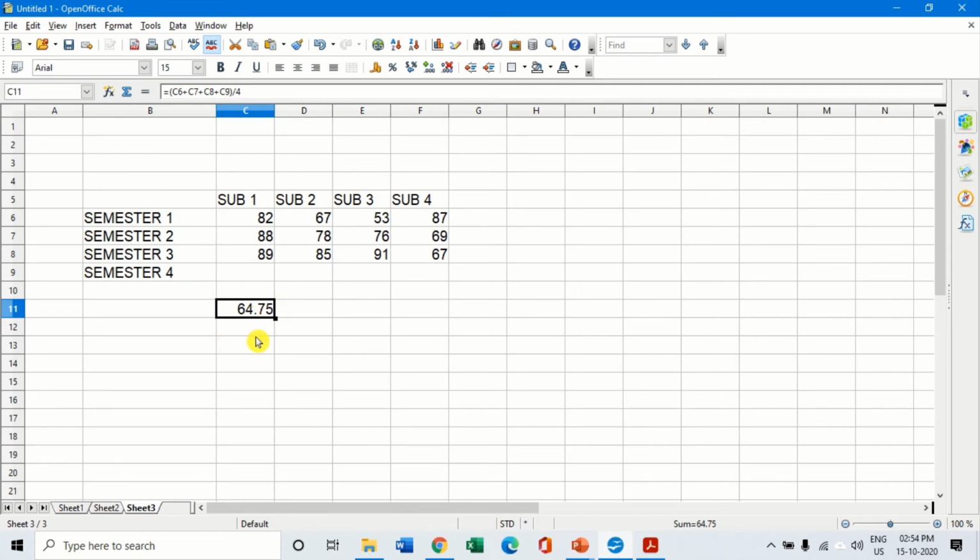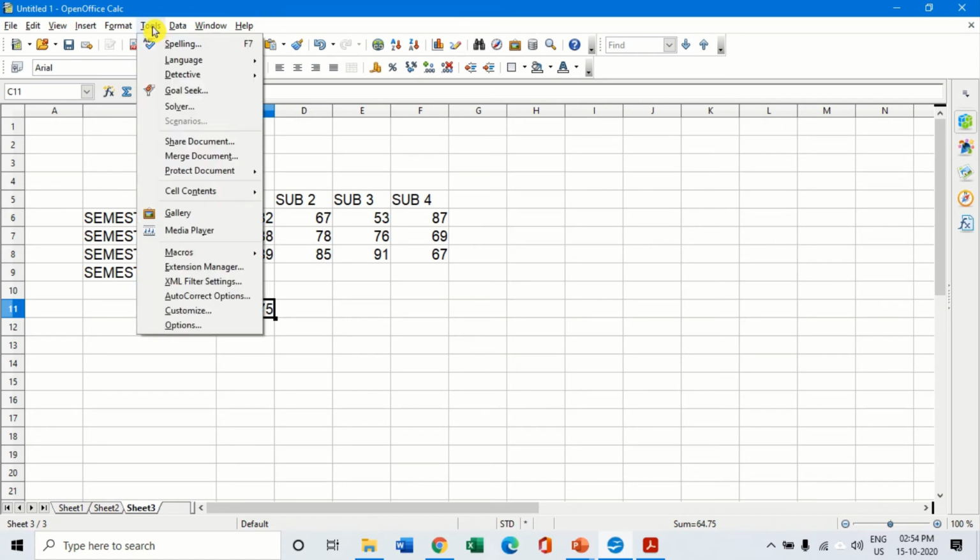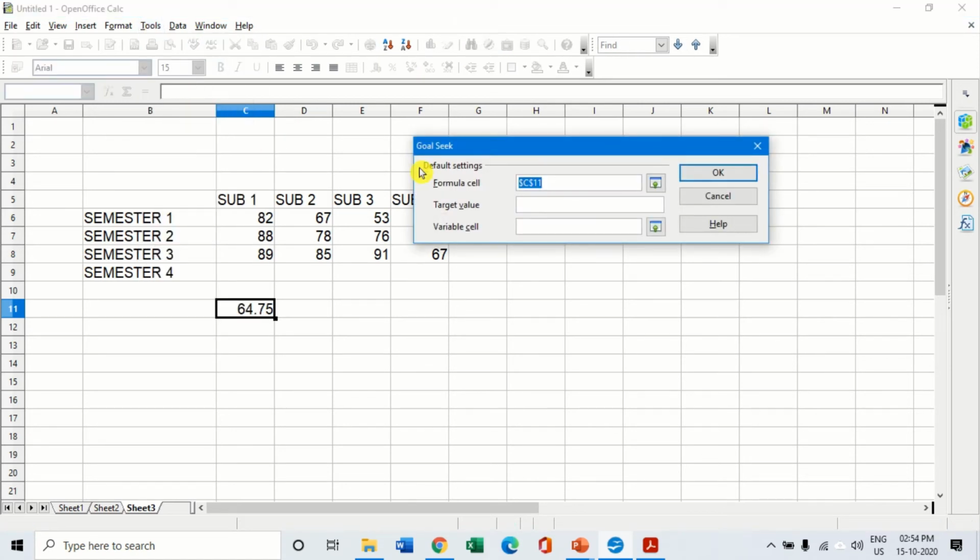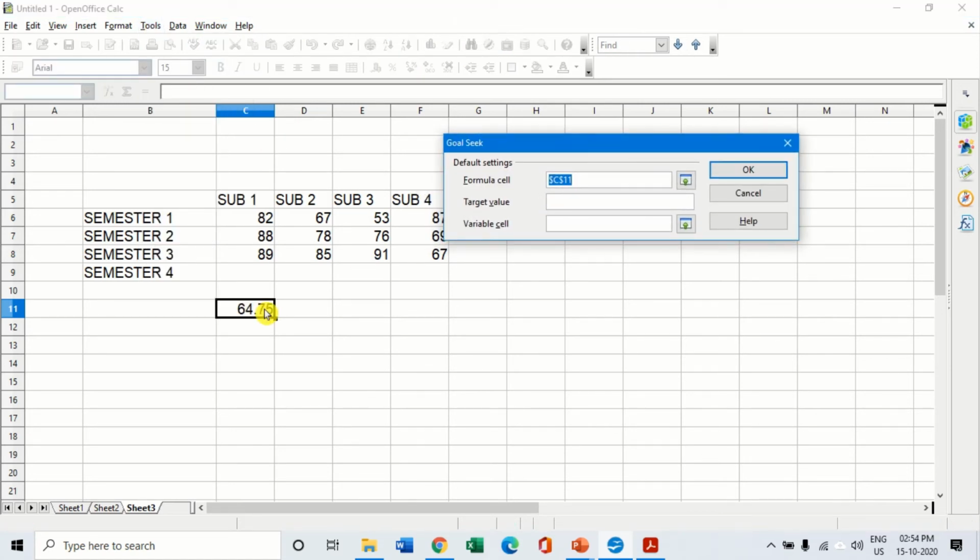But what is the target? What is the goal that you want to achieve? The goal is 75%. And what do you want to know, which should change? It is the 4th semester marks that you want to know, how much she has to get. So go to Tools, Goal Seek. Now here, in which cell is the formula? What is the target value? The target value is 75.